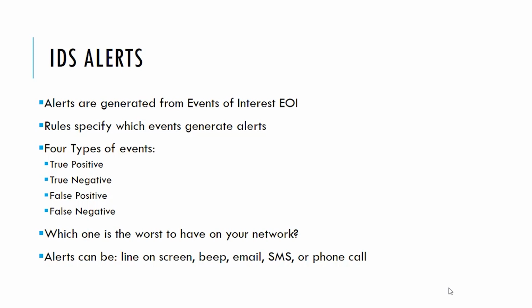The alerts can be just a line showing up on the screen that the IP address so and so has attacked your system, or a beep from the IDS server, or an email sent by the IDS server to the email address of the security specialist, or an SMS from the IDS system through the SIM card in the IDS system to the mobile phone of the security specialist, or a real phone call at midnight that you receive from the IDS system with a certain ring that says that there is an attack. Wake up, we are under attack.